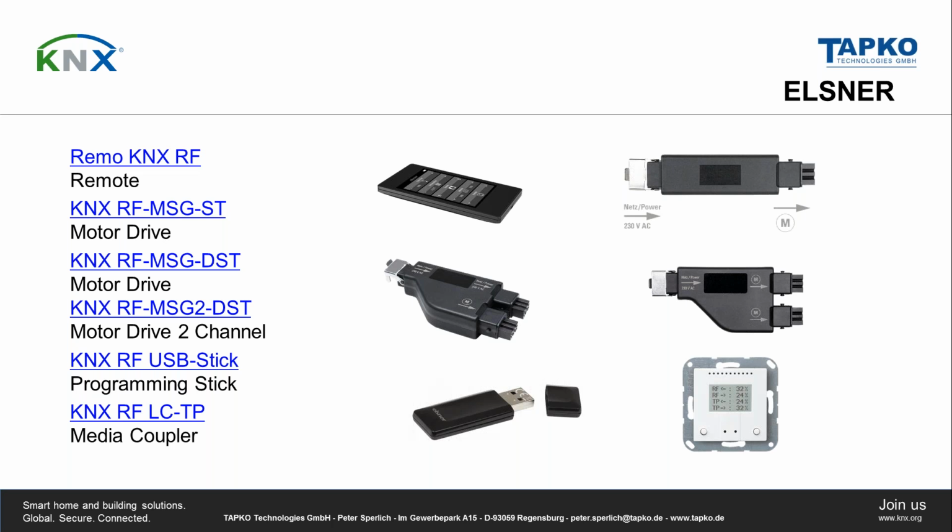So the one device is connected directly to the engine, then one device, MSG2, can connect two motors simultaneously, and MSG DST can transmit the 230 volts to the next window. They also have a USB stick and they have a media coupler.